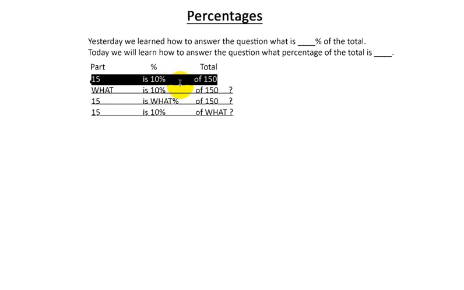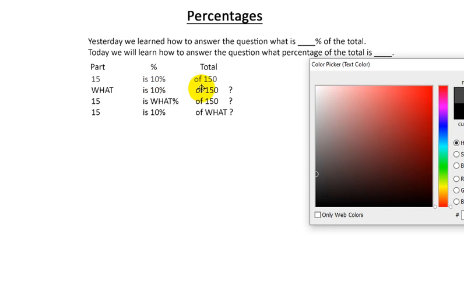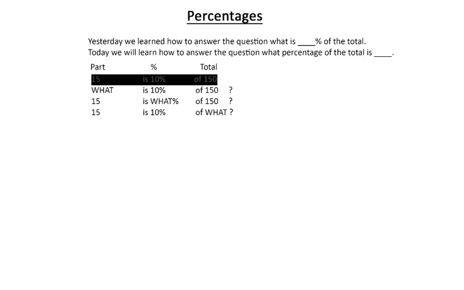To give you an example, on this first line, I have all three pieces. This isn't a problem, it's just a fact. It says 15 is 10% of 150. So this is the case of me having all three pieces. 15, which is the part of the total, is 10%, the percentage of the total, of 150, the total. So we're going to make this a little lighter, because it's not a problem.